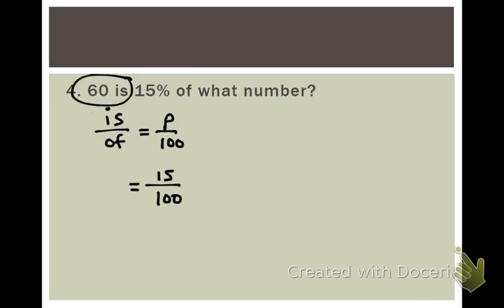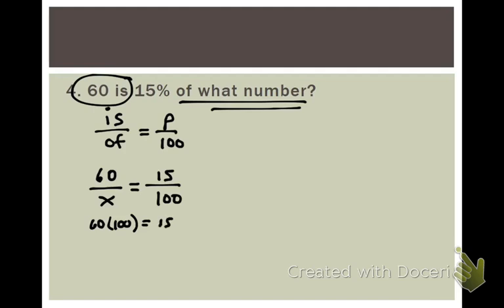60. Okay, right there you can see 60 is. Do I know my of? x, okay? Because it says of what number, so I don't know what it is yet. We're going to go ahead and do that. So let's go ahead and cross multiply for this one. What should I cross multiply? 60 times 100 equals 6,000. Equals x times 15.